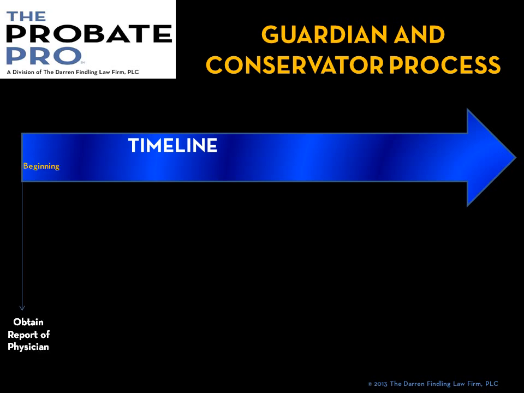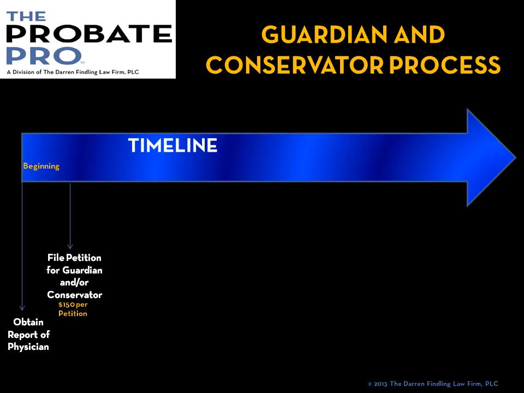The first thing you want to do is obtain a report of a physician or medical provider that indicates the need for the guardian or conservator. That document is a state-approved form that the physician fills out that identifies that there is a need. It could also be done on a normal script that just indicates the need for a guardian or conservator.